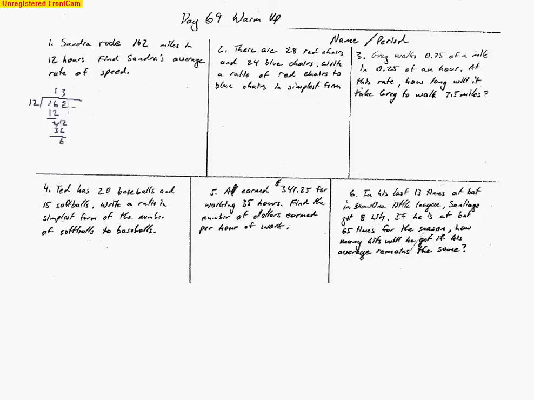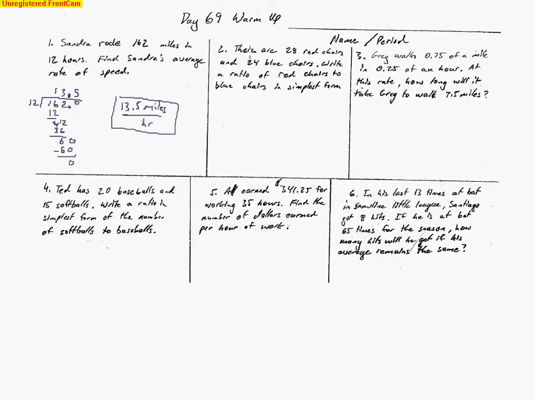And so I'm going to add that decimal point, bring that decimal point straight up into the quotient, bring the 0 down, and do 12 into 60. And that goes in there 5 times evenly. And that makes 60 as the number that we have to subtract from 60, which gives us a remainder of 0. So we're done. 13 5/10 miles per hour is how fast Sandra was riding her bike.